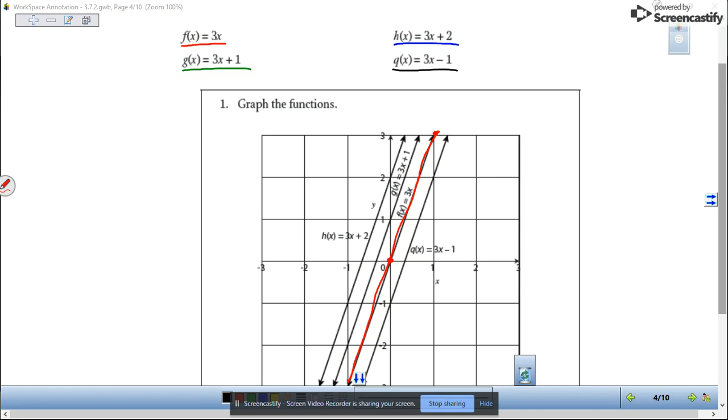Now, how are the others related to it? Well, let's look at the green one. Let's look at g of x. What did we do to g of x? We took the original function and we added one to it. So g of x is actually f of x plus 1, because remember, f of x is simply 3x. So we just replaced that back, right? So we took the f of x function, which we already have graphed in red, and we added one to it. We added that k value. So we shifted a vertical shift up 1 unit.